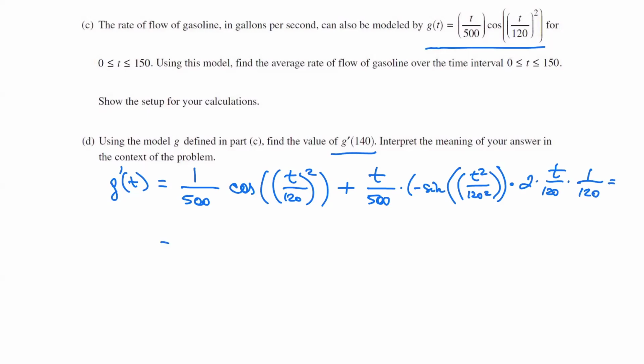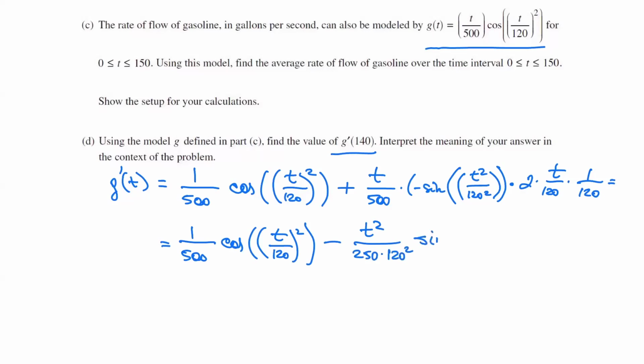Simplifying this a little bit gives us 1 over 500 cosine of t over 120 squared, minus, I'm just bringing the negative in front, t squared over 250 times 120 squared, times sine of t over 120 squared.